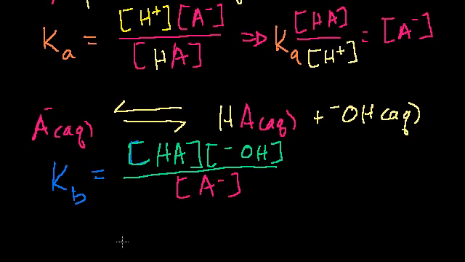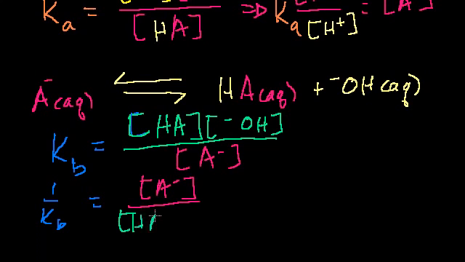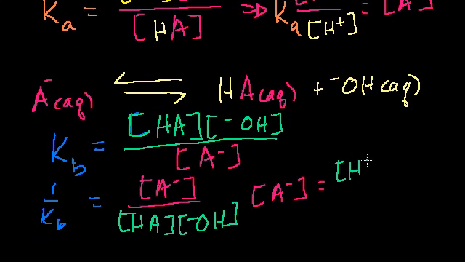To solve for A minus here, we might have to do two steps. If we take the inverse of both sides, you get 1 over Kb is equal to A minus over the concentration of my conjugate acid times the concentration of hydroxide. Multiply both sides by this, and I get A minus is equal to my concentration of my conjugate acid times concentration of hydroxide, all of that over my base equilibrium constant.